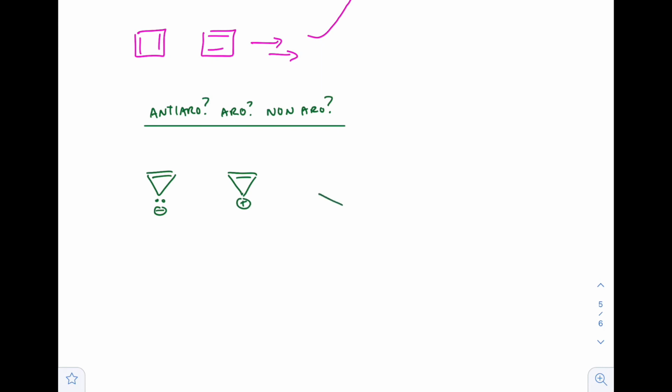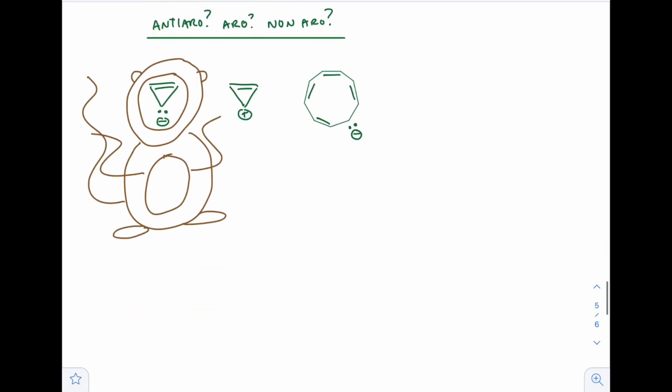Okay. Now let's see if I can. Nope. Boom. Drew a little 1, 2, 3, 4, 5, 6, 7, 8, 9 membered ring there for you. Also, my wife thought that the far left anion kind of looked like a monkey face with some tribal tattoo on his forehead. So that's why there's a monkey there now.